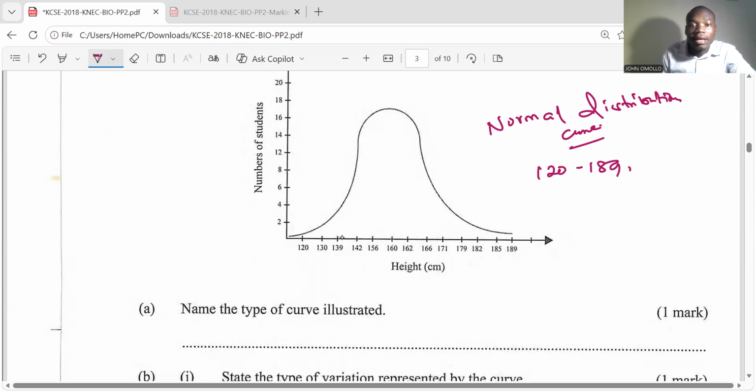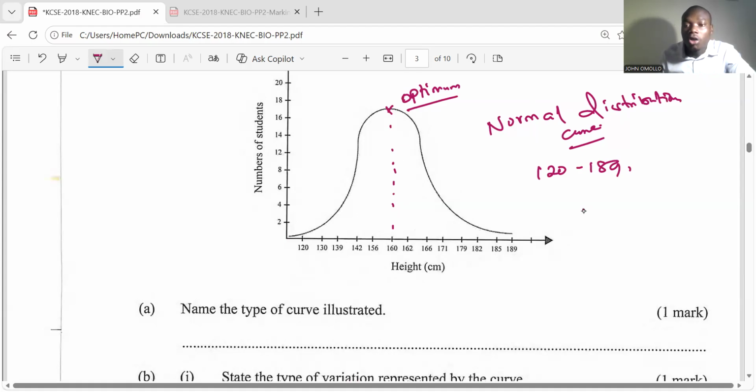Normal distribution curve. It tells us how the height of learners increases up to the maximum or optimum, which is 160. You can see from the diagram. And then after some time, the height begins to decline. So it means that few learners are from 120 to 139, and then you see how the height increases.